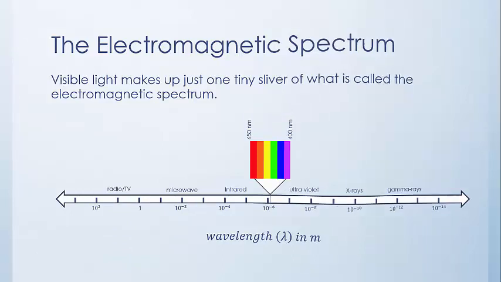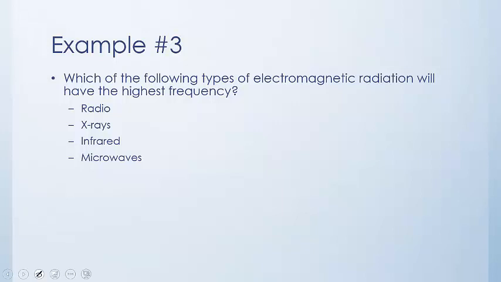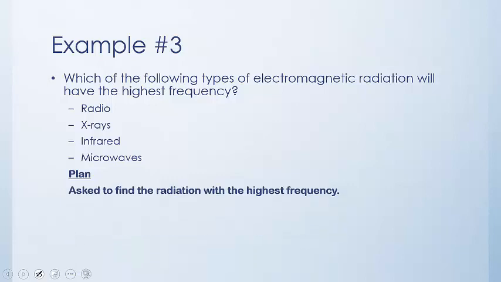Let's try another example. This is our last one. In this question, we're asked to find the type of electromagnetic radiation from the ones listed that has the highest frequency. Our choices are radio, X-rays, infrared, or microwaves. To answer this question, we need to recognize that there is a link between the wavelength and the frequency. And we'll use c equals lambda nu to answer this question.